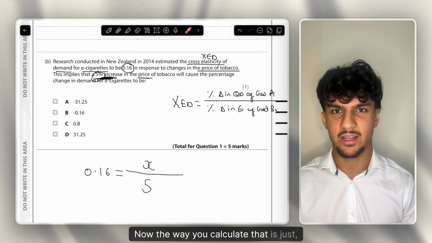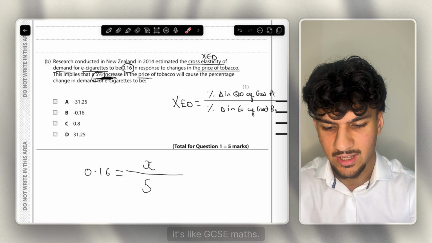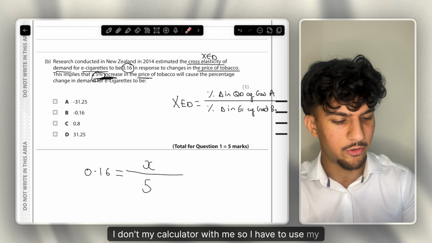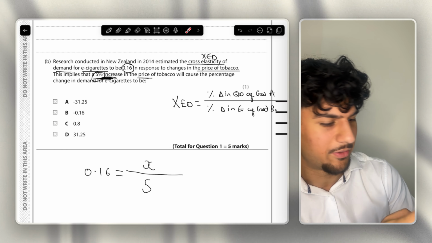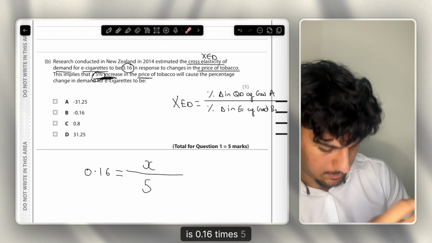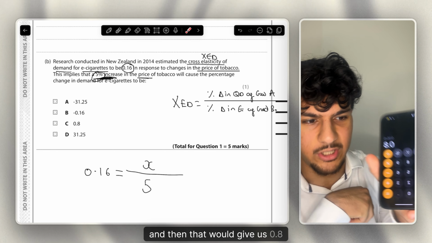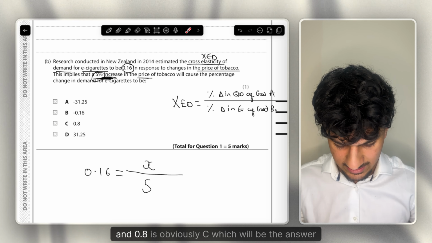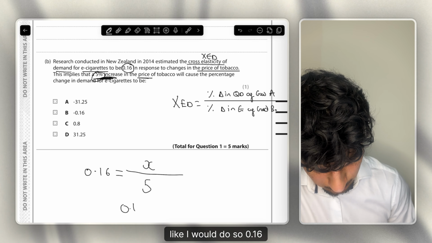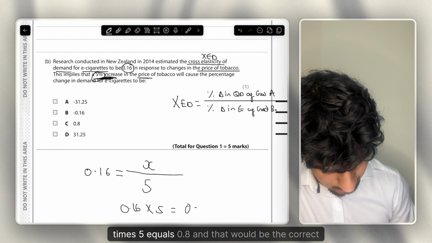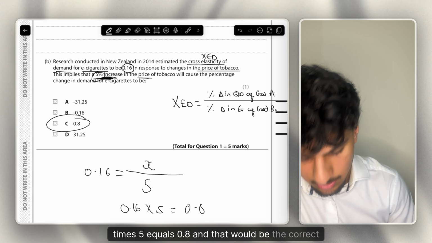Now the way you calculate that is just like GCSE maths. I don't have my calculator with me, so I have to use my phone, but the way you calculate it is just 0.16 times 5, and that would give us 0.8, and 0.8 is obviously C, which will be the answer here. So 0.16 times 5 equals 0.8, and that would be the correct answer.